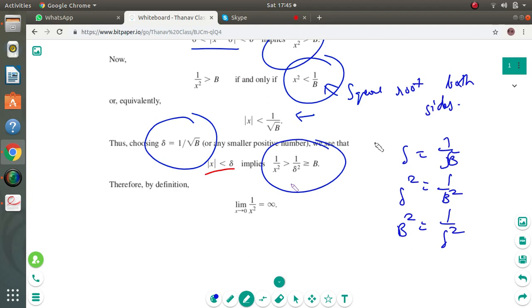Because you are putting what? Delta is equal to 1 by root b. Delta square is 1 by b, or b is 1 by delta square. Okay, fine. So here we now limit x tend to 0, 1 by x square, that will become equal to infinity. Limit x tend to 0, 1 by x square is equal to infinity, here we have.